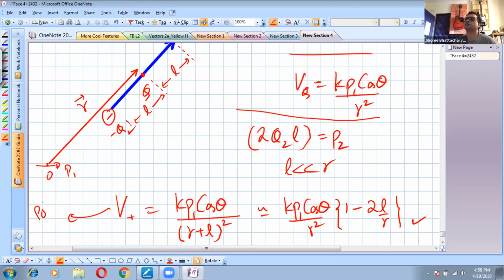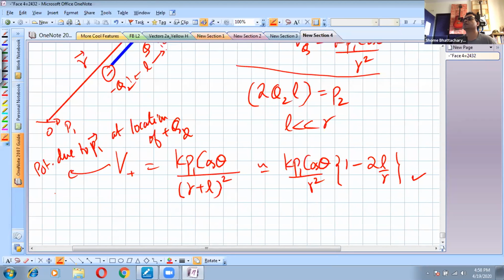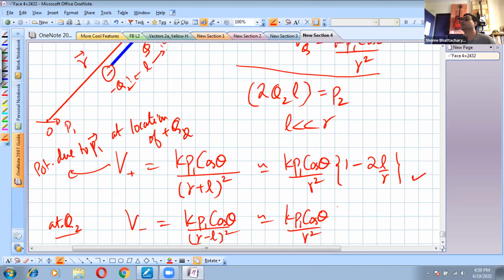This is the potential due to P1 at the location of the positive Q2 charge, that dipole's positive charge, the second dipole. Similarly, the potential at the location of minus Q2, which I'm writing as V minus, will be Kp1 cos theta divided by R minus L whole square. So it's a very similar expression, but replace this with a, so that is Kp1 cos theta by R square into 1 plus 2L by R square.